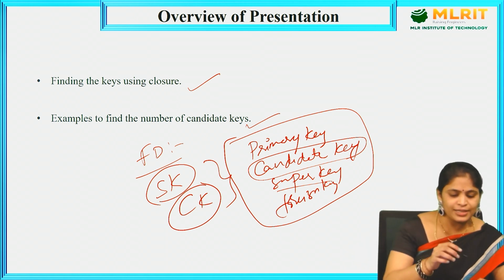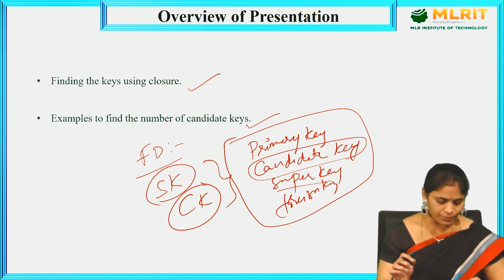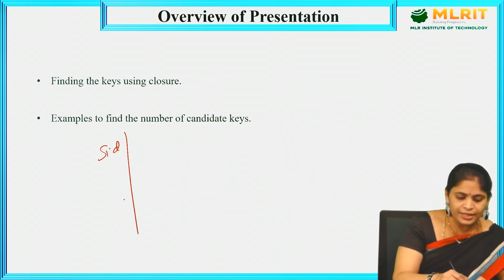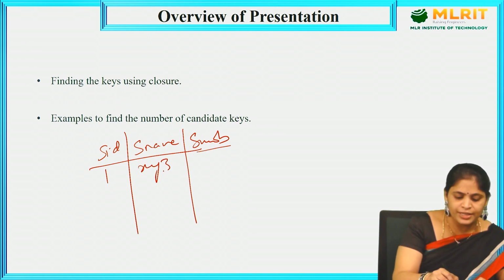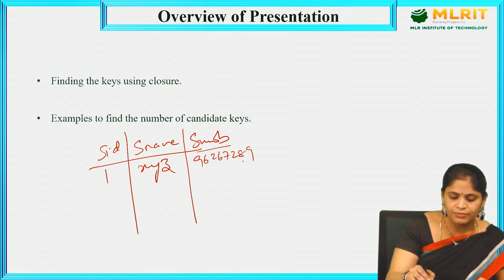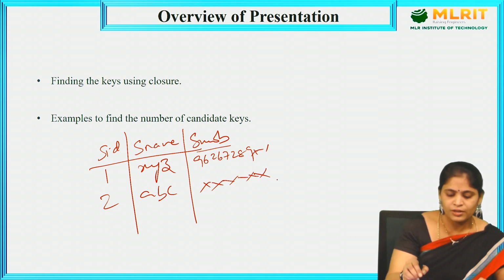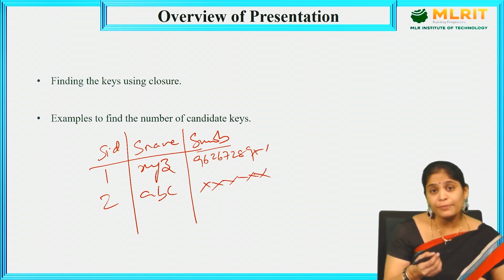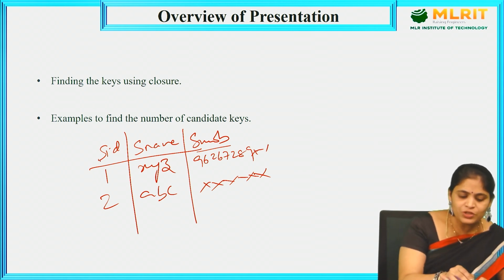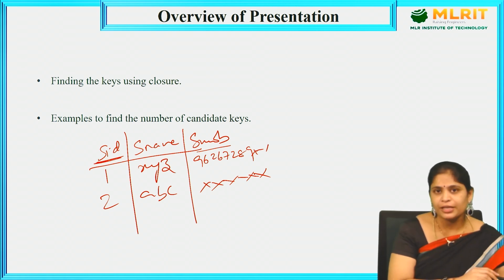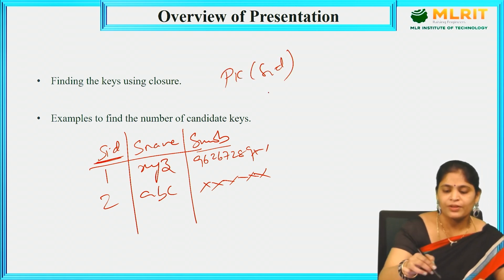For example, let us discuss these keys in a short manner. Let us consider SID, S name, S mobile number. Here SID, S name is XYZ, S mobile number is some 9626428, and so on. Next, ABC, and so on. So here what can be a primary key? The key that derives some data uniquely. That is what a primary key. So SID can be a primary key. So what can be a candidate key?